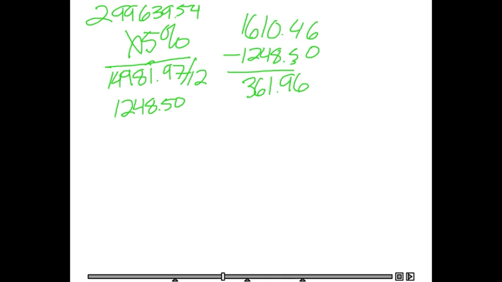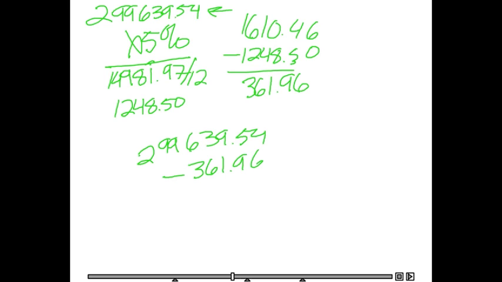So now if we want to calculate the ending balance at the end of the second month, we take our principal balance at the end of the first month, which we have up here, which is $299,639.54. Subtract from that the amount of principal that went this month, $361.96. So once you subtract that, that gives you an ending principal balance of $299,277.58.